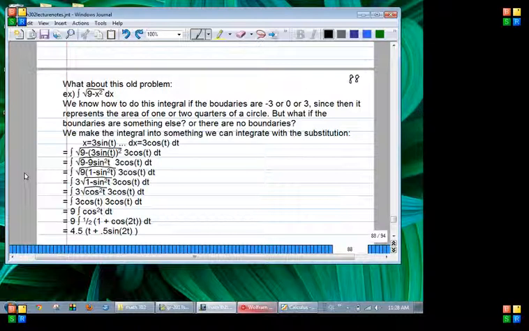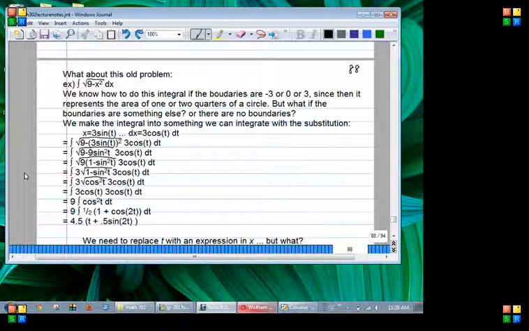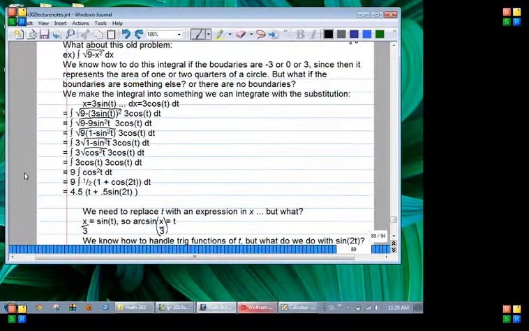But are we done? No, we have to sub the t. Got to put it back in terms of x. So we need to replace t. So what do we know about t? t is arc sine. Right. So x equals 3 sine t, so arc sine x over 3 equals t. So we can replace t. That's not a problem.